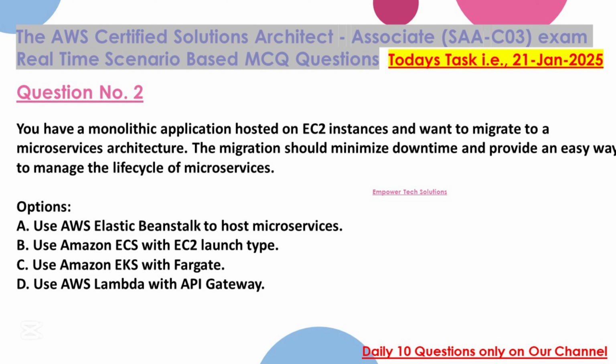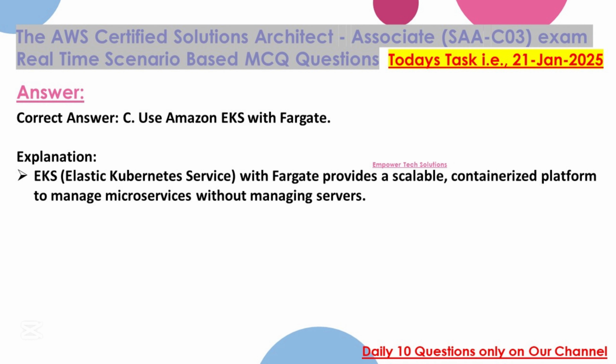B. Use Amazon ECS with EC2 launch type. C. Use Amazon EKS with Fargate. D. Use AWS Lambda with API Gateway. Correct answer: C. Use Amazon EKS with Fargate. Explanation: EKS, Elastic Kubernetes Service, with Fargate provides a scalable, containerized platform to manage microservices without managing servers.